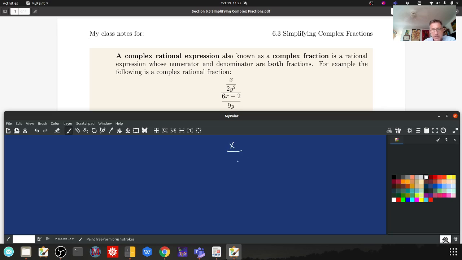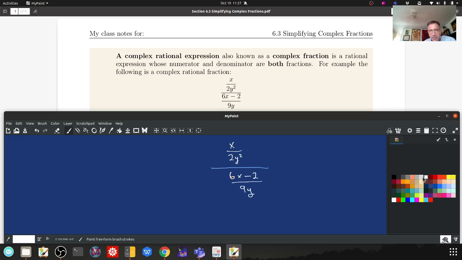We have x over 2y squared. And then we have the main division line. And then we have 6x, whoops, that won't work, 6x minus 2. That should be a 2. It kind of looks like a z. So let me write that better. Over 9y.